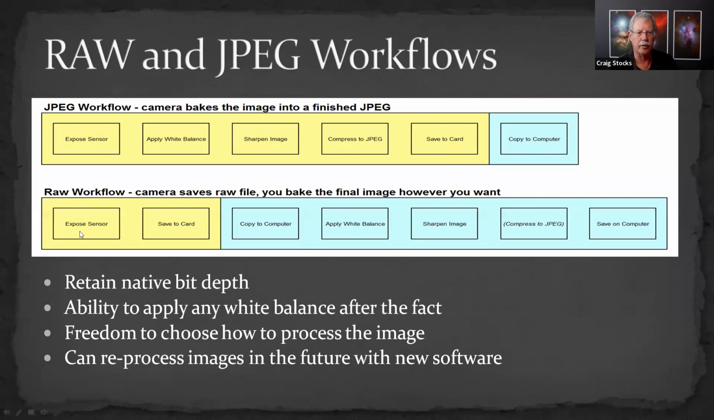In a raw workflow, you expose the sensor and those raw values from those photo sites, the reds, greens, and blues, get saved onto a card in a raw file. And then after you copy it to the computer, you can demosaic it and apply the white balance in a program like Lightroom, and do whatever sharpening and compression, whatever else you want, and eventually save it on your computer as a JPEG or a TIFF or PSD or whatever you want.